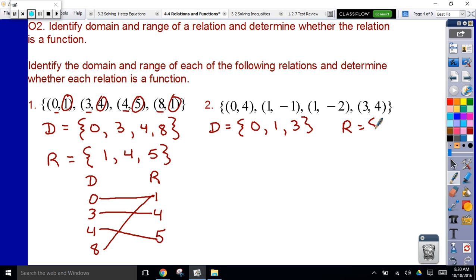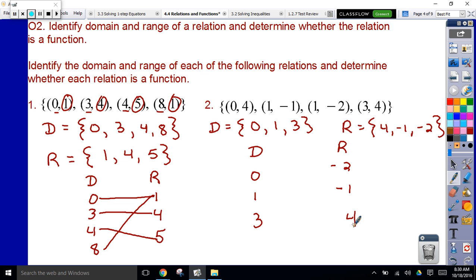Someone tell me the range. Volunteer to give me the range. Gabby? 4, -1. And then there's, yeah, another 4, so we won't count that. Okay, so let's map this one. The domain, we have 0, 1, and 3. The range, I'm going to list them in order: -2, -1, 4.